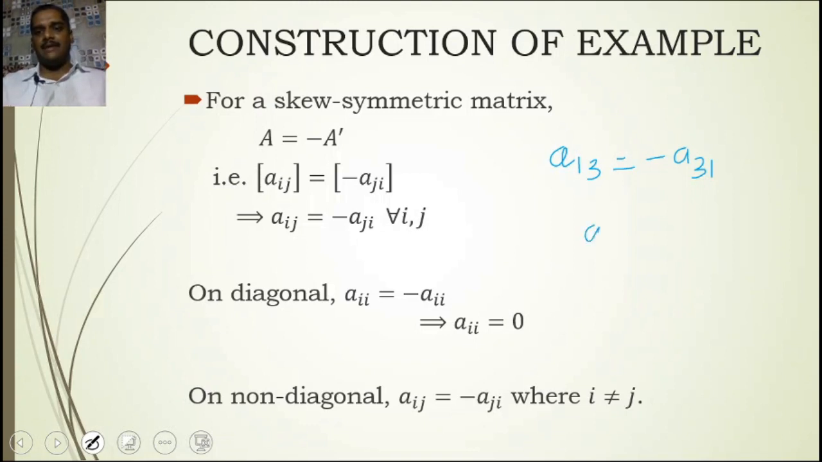So suppose I have a_13 as, let's say, minus 2. So a_31 will equal minus of a_13, which will equal 2. You have to put the cross diagonal entries as negatives of each other. I call it the cross diagonal entry. If I have a plus 2, I have to put the cross diagonal entry as minus 2. If I have minus 3, I have to put the cross diagonal entry as 3.